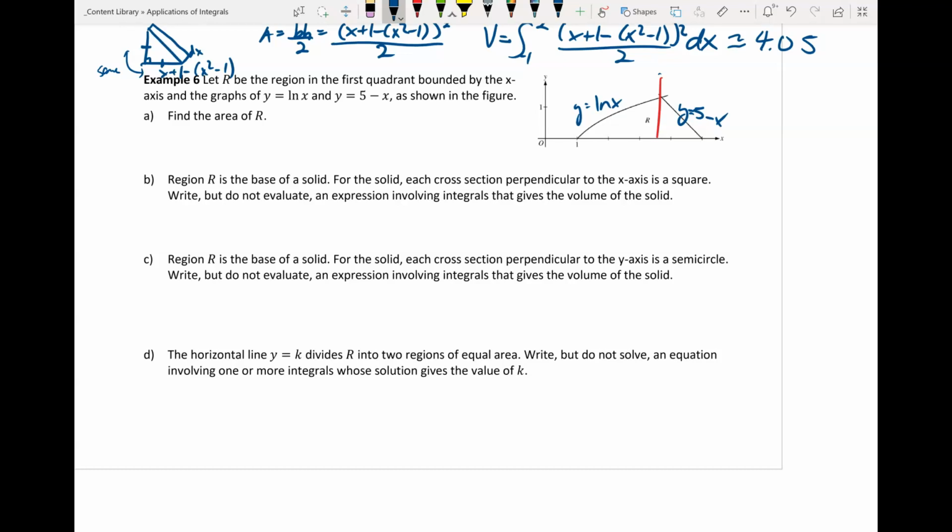You could also do this all in terms of y if you wanted to, and then it would be 5 minus x minus ln x, the most right minus most left. You can do that as well. Should give you the same answer.